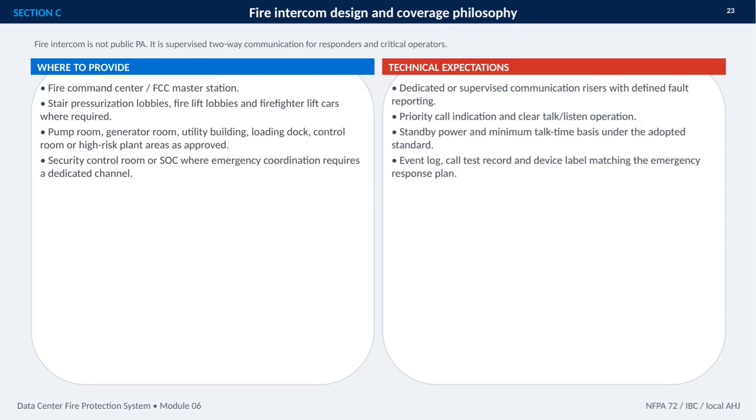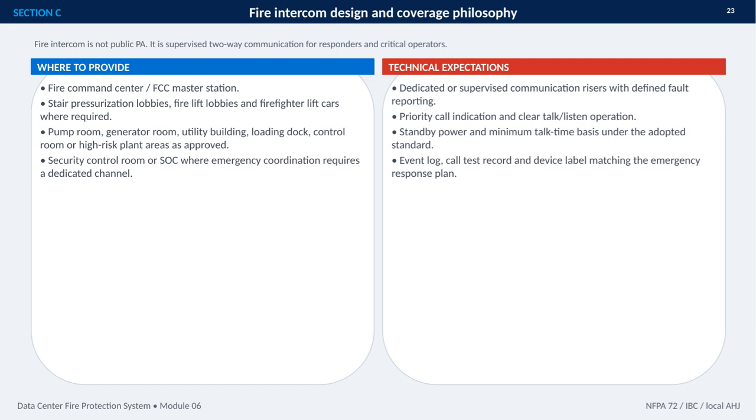This section explains the design philosophy for a fire intercom system. The key distinction is that fire intercom is not a public address system. It is supervised, two-way communication intended for responders and other critical operators during an emergency. The system should be provided wherever those users may need dependable, direct communication. That includes the Fire Command Center, stair and fire lift lobbies, and firefighter lift cars where required.